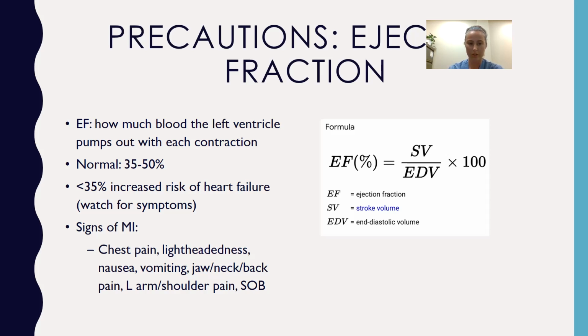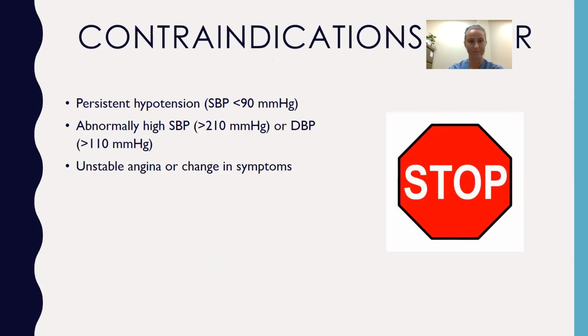However, if you have a patient that has an ejection fraction of less than 35%, this can increase the risk of heart failure. So you need to be really cautious of any potential symptoms. The signs that you really want to look out for are chest pain, lightheadedness, nausea, vomiting, jaw, neck, and back pain, left arm and shoulder pain, and shortness of breath.